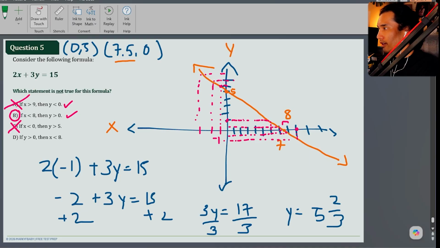And then 1, if we go to our line here and go down, it's definitely going to be less than 8 because our x-intercept, when Y is 0, is 7.5. So my X values cannot go to 8 when my Y values are positive. It just can't, okay? So that makes D true, but wrong, because we are looking for something that is not true.